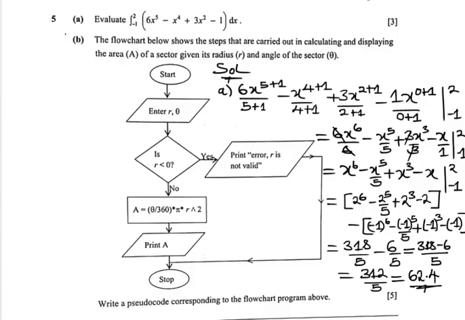So for the solution, we write the code as follows. Since the flowchart starts with the stage start, our code also has start. Then the next stage is enter r, theta, an entry stage, so our code will also have enter r, theta. Then the next stage is the decision stage, with the question: is r less than 0? We change this to a statement: if r is less than 0. For the outcome yes, this changes to then. We show the outcome: print error, r is not valid.